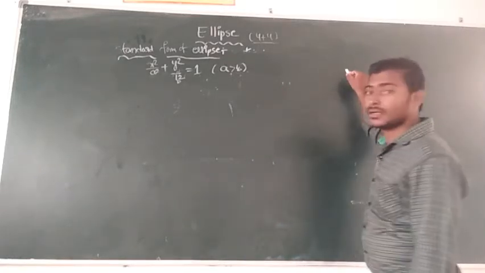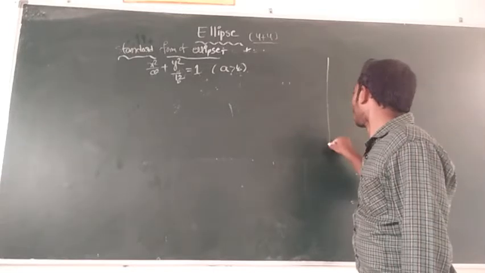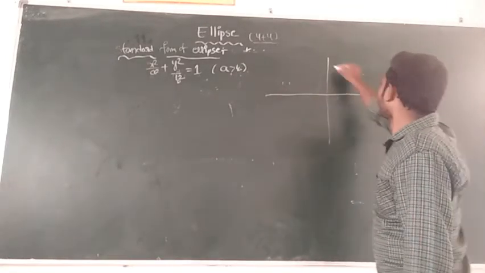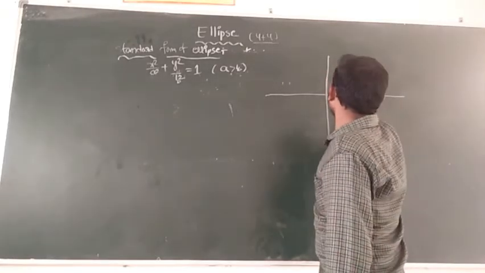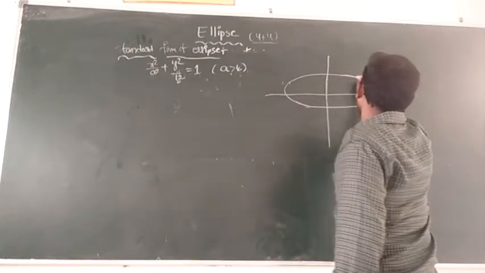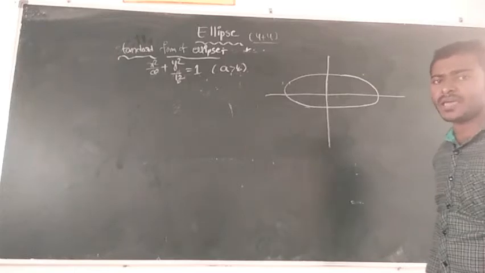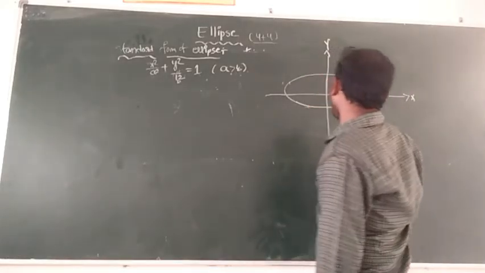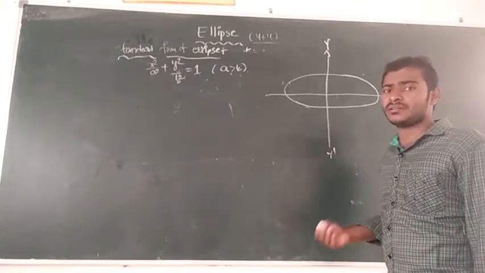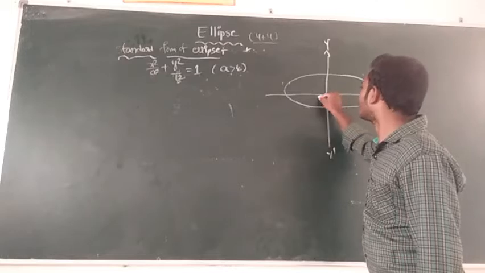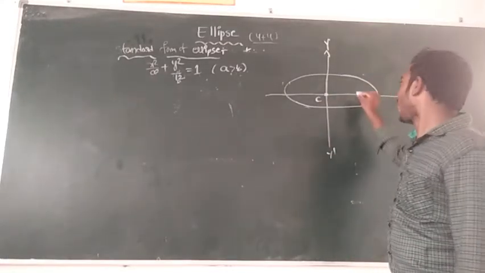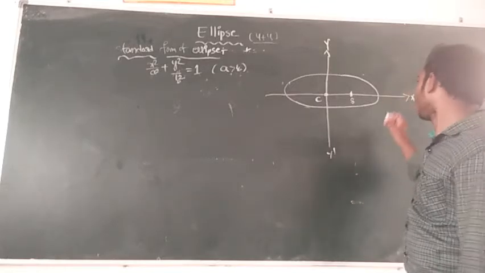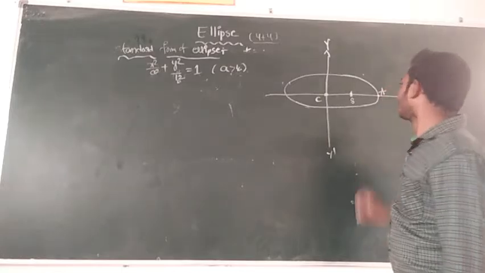We can draw an ellipse diagram, with the y-axis and the x-axis. This is the ellipse. This is the x-axis and this is the y-axis, and this is y dash. Now in every ellipse, or in every conic section, we have the center C. The fixed point is always called the focus S, and here the vertex is A.